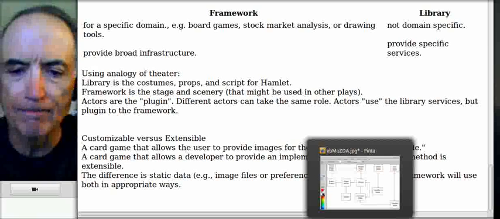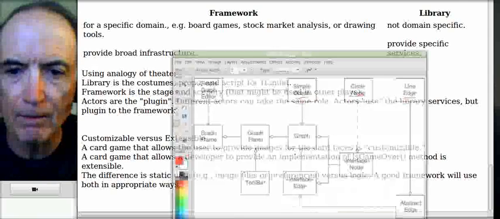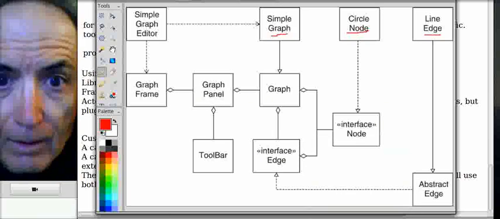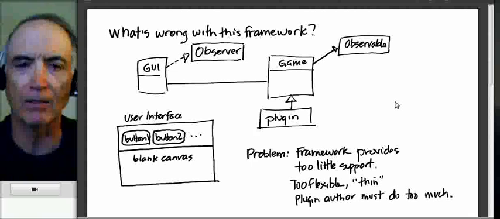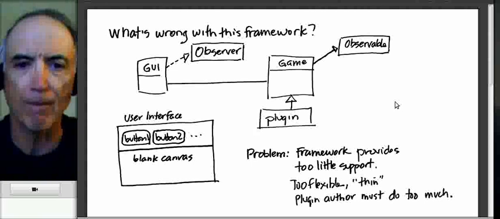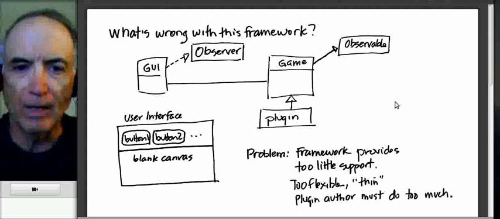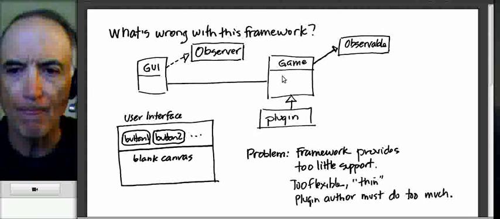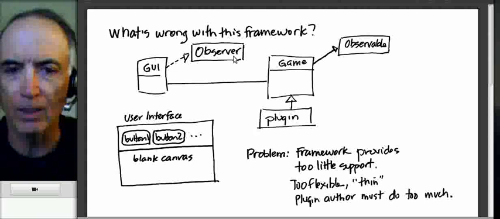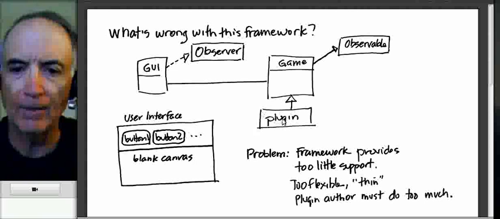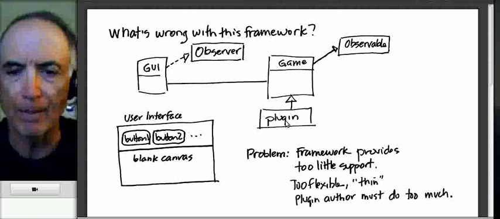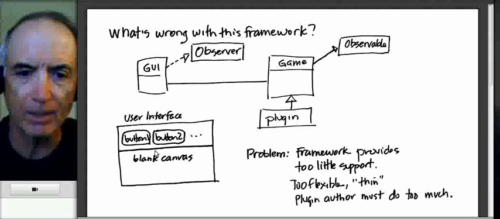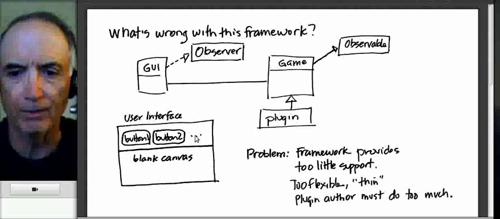Okay, let's look at some examples of poorly designed frameworks. In this framework, we have a class diagram showing that we have a GUI and a game, and that uses the observer pattern, and that a plugin will extend the game, and that the framework will provide a user interface that has some blank canvas and a toolbar with some buttons on it.